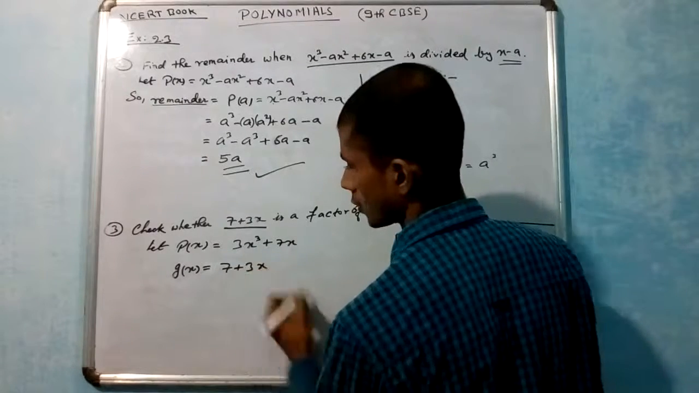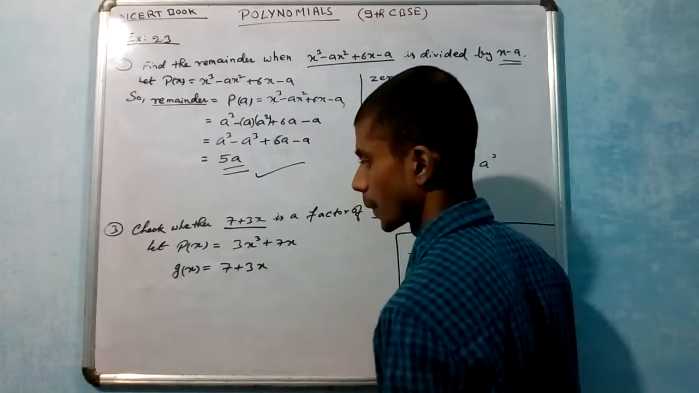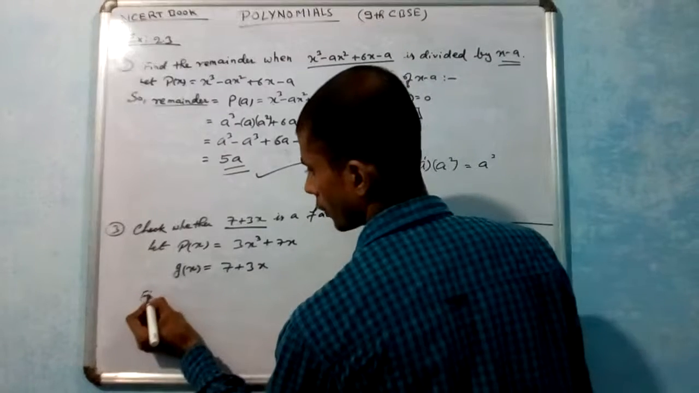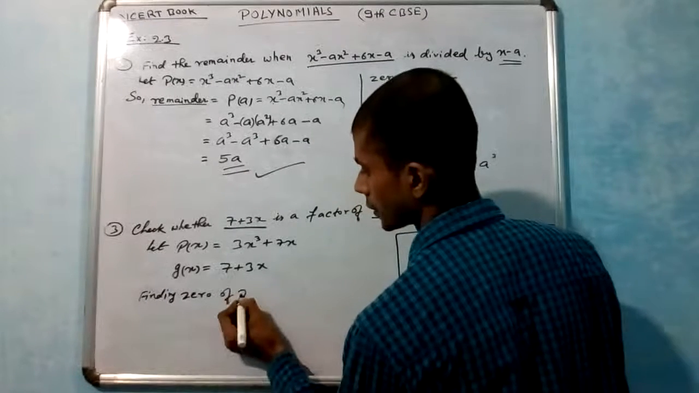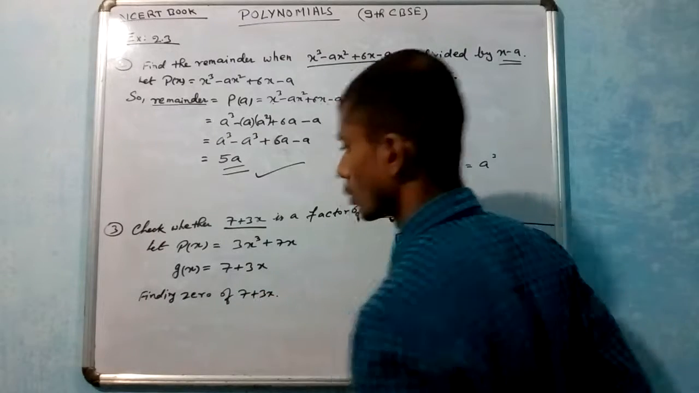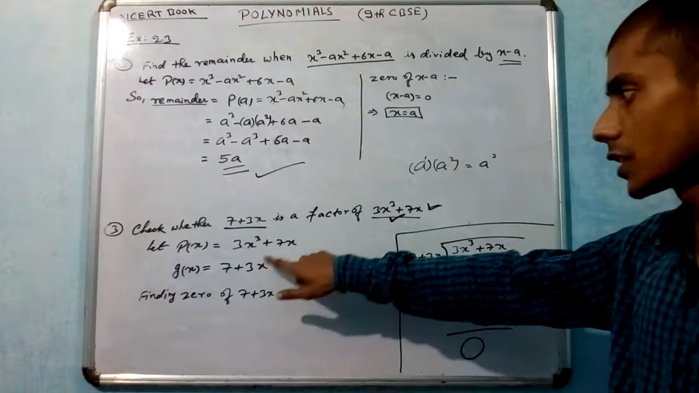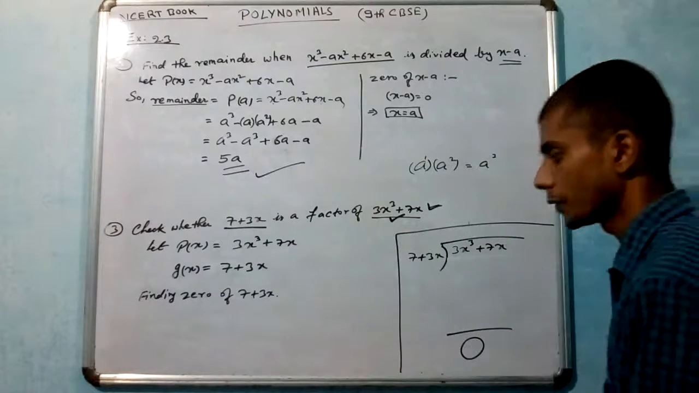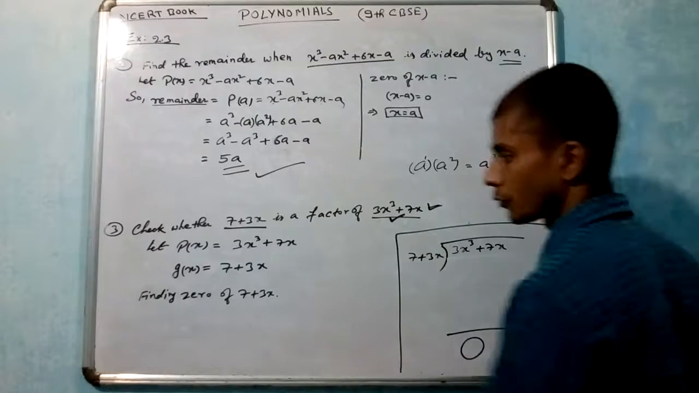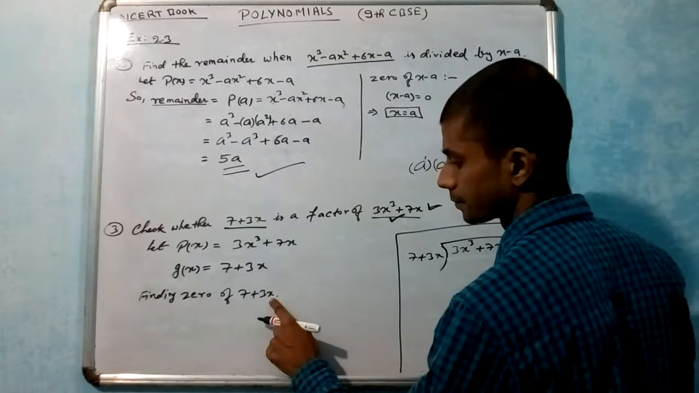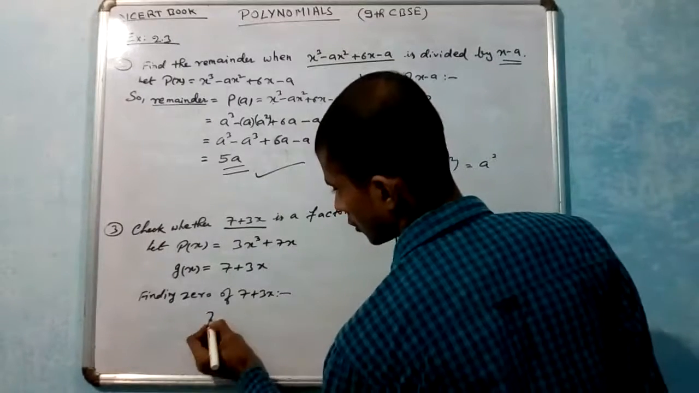Now what will be the zero of 7 plus 3x? We have to find the zero of 7 plus 3x. What you have to do? Find the zero of g(x), substitute in p(x), and that will be the remainder. If the remainder comes 0, we will say it's a factor. If it is not coming 0, we will say it's not a factor. So finding the zero of 7 plus 3x, we set 7 plus 3x equal to 0.